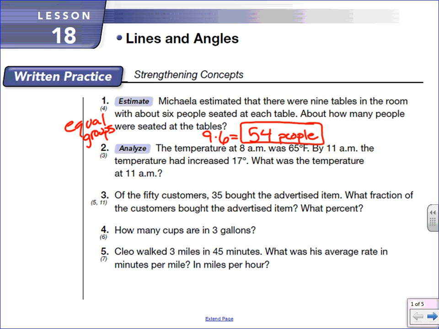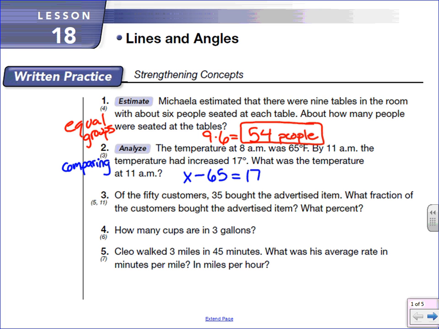The temperature at 8 a.m. was 65 degrees Fahrenheit. By 11 a.m., the temperature had increased 17 degrees. What was the temperature at 11 a.m.? This is a comparing problem. And in a comparing problem, you take the bigger number, which is what we don't know yet, so we'll call it x. You subtract the smaller number, which is the 8 a.m. temperature, and that gives you the difference.